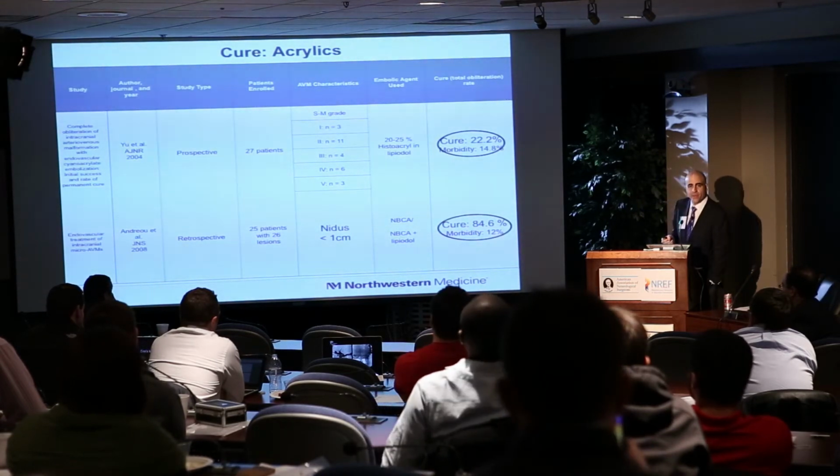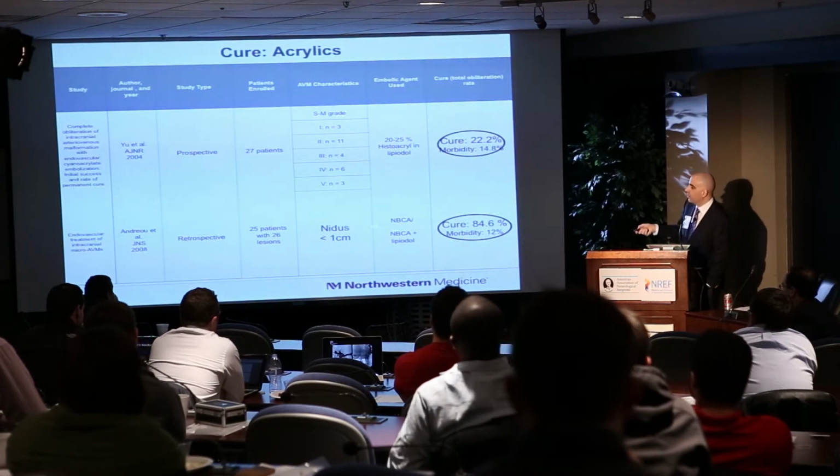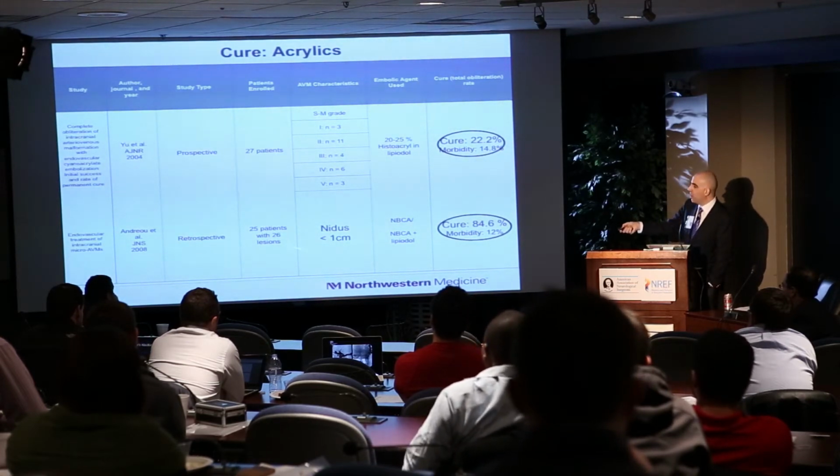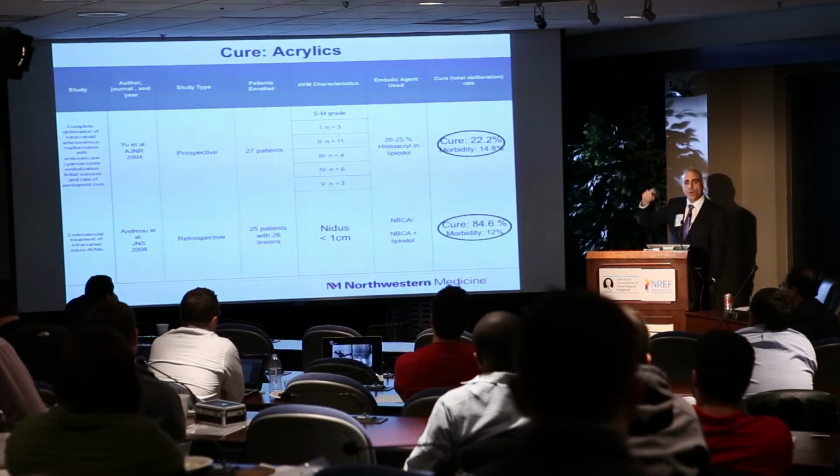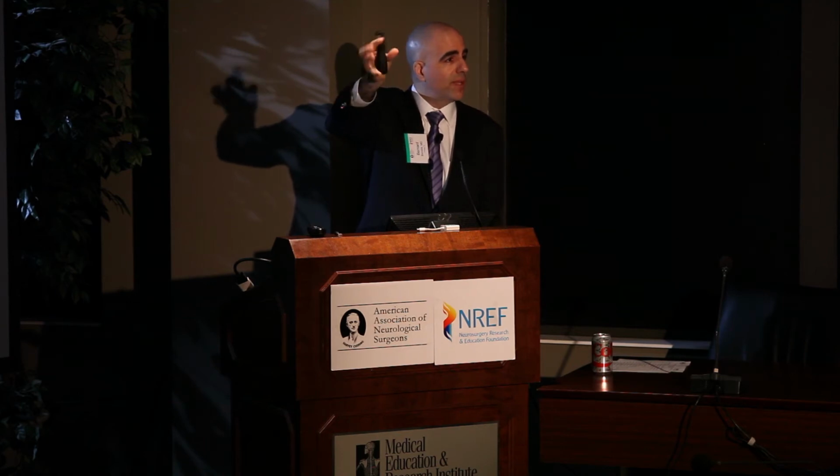Why? Because were they technical geniuses? No. They were just a lot shrewder about picking cases. All their AVMs were tiny. They were very careful about which AVMs they picked. So which AVMs you pick, like a thermostat, I can dial in your complication rate and your cure rate. So you've got to be wise.